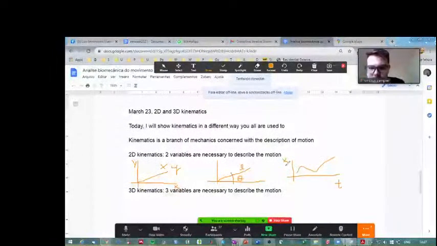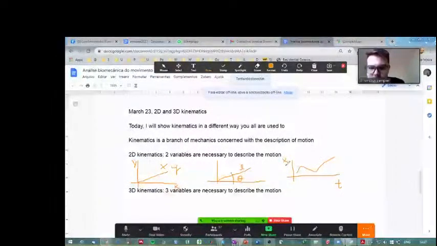So for 3D kinematics, we have 3 axes. The common way is, for example, x, y, z. Z is awful. So then you have these coordinates, x, y, z. Sorry.